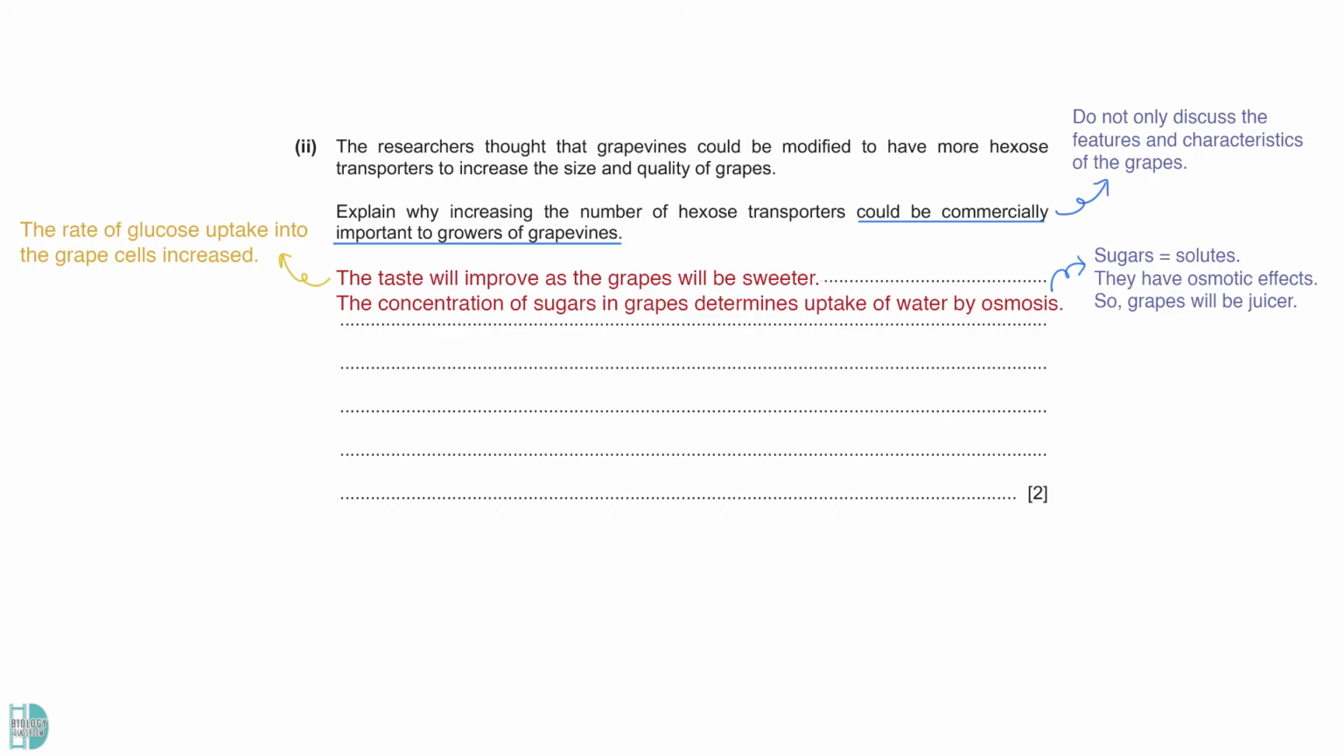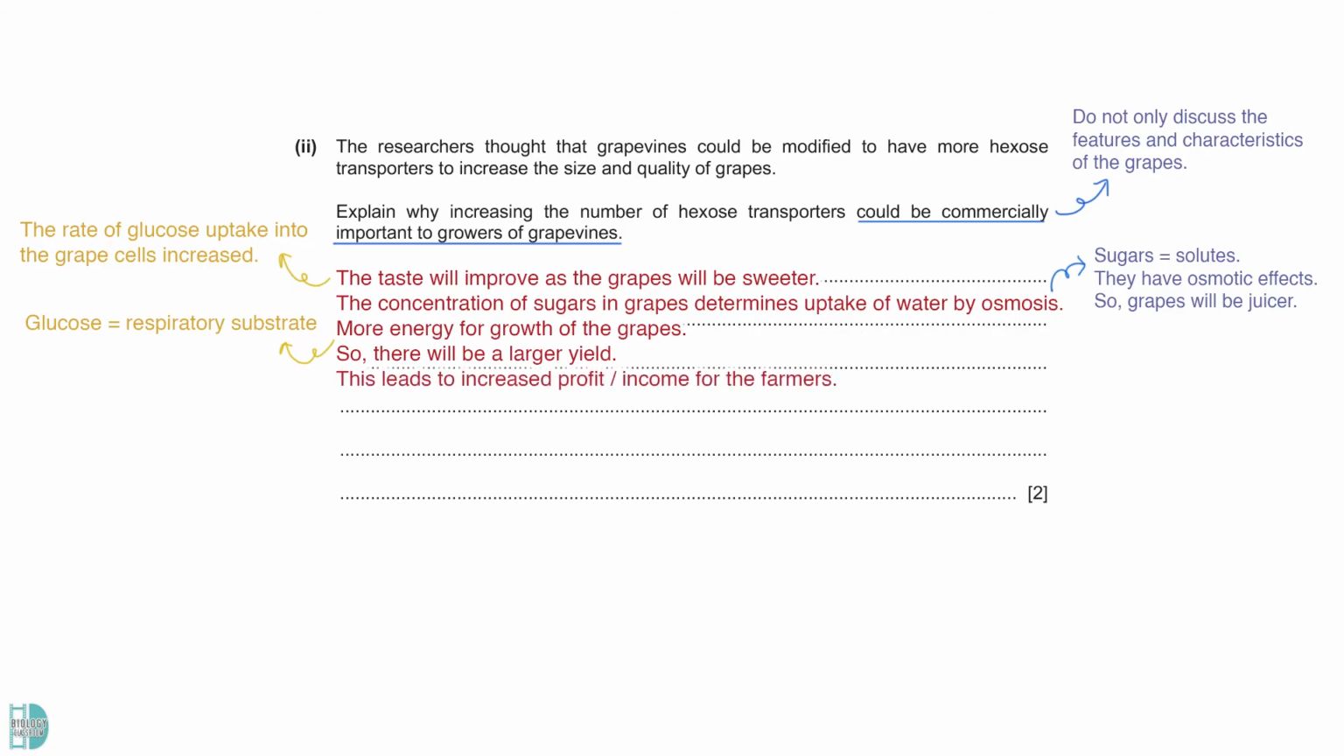also determines the uptake of water by osmosis, making the fruit more juicy and fleshy. More glucose also means that there is more respiratory substrate in the cell. More energy would be available for the growth of the grapes. This leads to a larger yield. As a result, there will be an increased profit or income for the farmers.